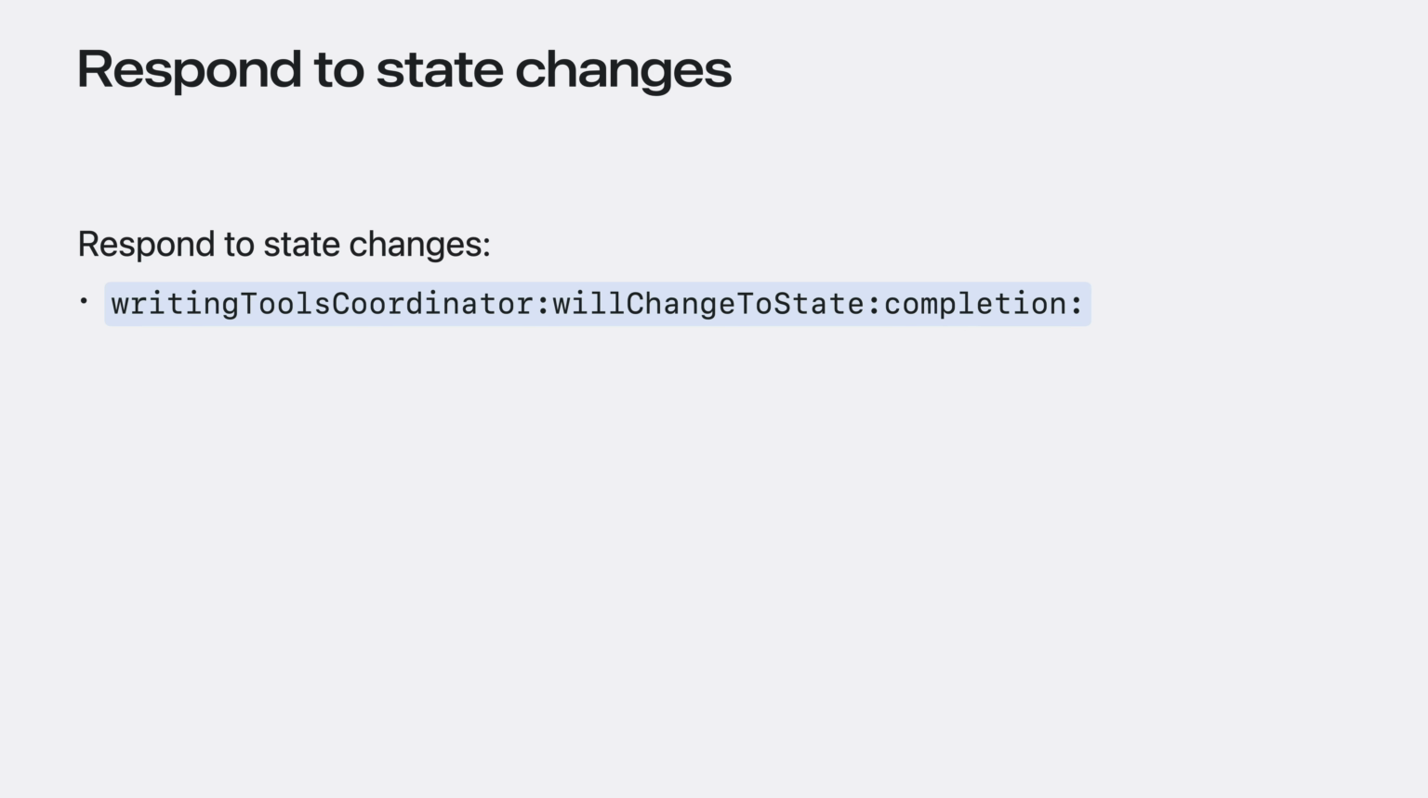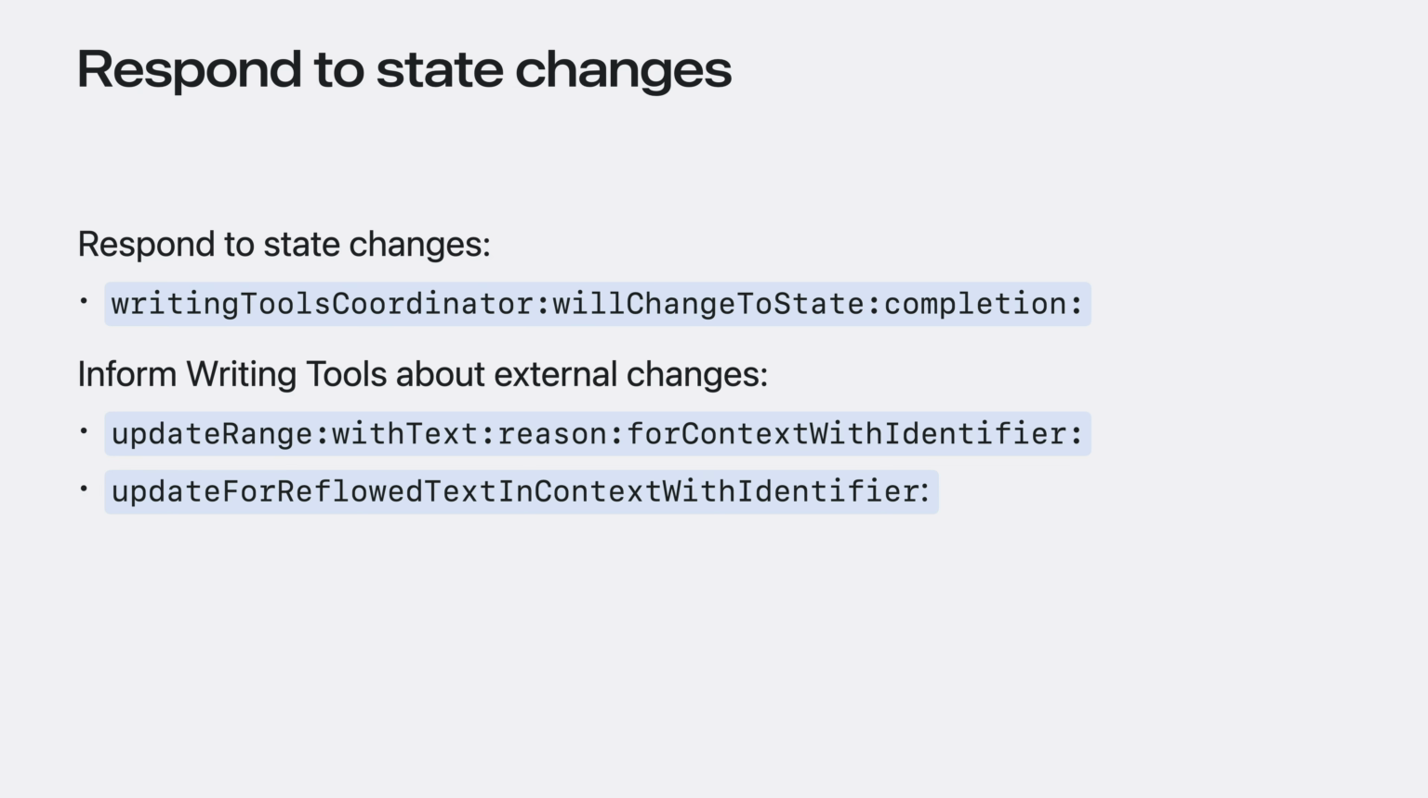Lastly, you can implement the optional writingToolsCoordinator willChangeToState completion method to respond to state changes. You may want to perform undo coalescing, stop syncing, or prevent editing, depending on your text field implementation. Conversely, you should inform the coordinator about external changes via the updateRange withText method to make sure WritingTools operations are in sync with the latest text. Use updateForReflowedText to notify WritingTools about layout changes in your view. When you call this method, WritingTools requests new previews, proofreading marks, and other layout-dependent information.